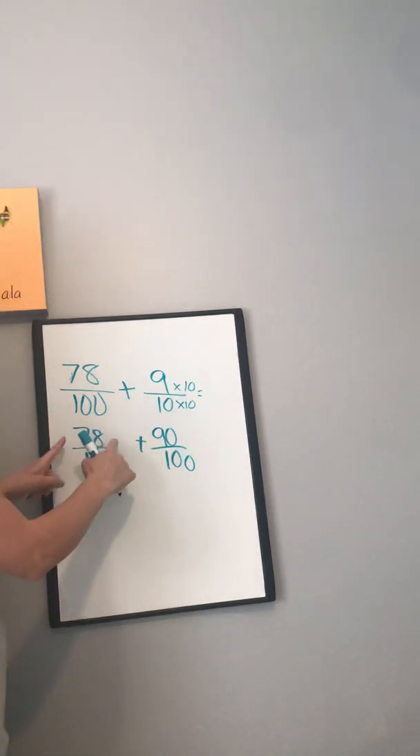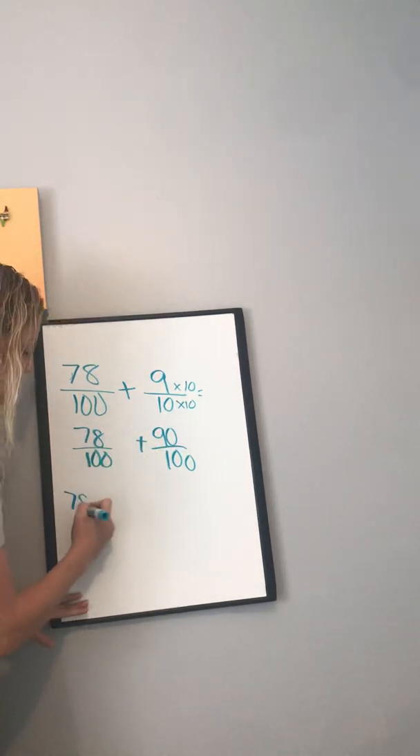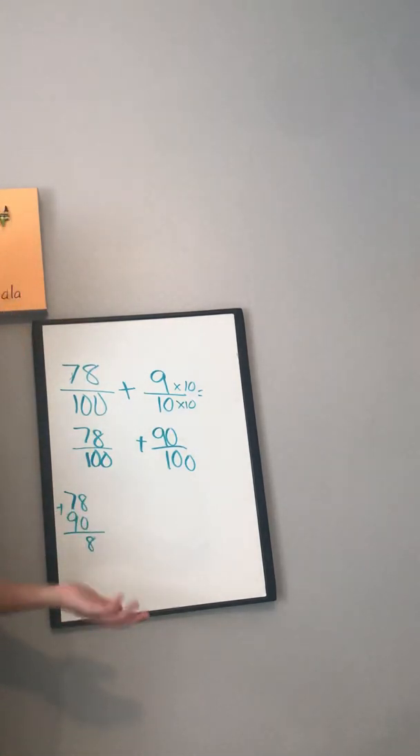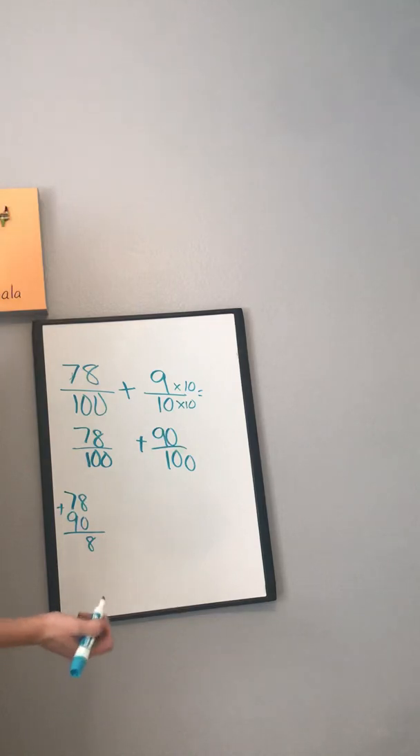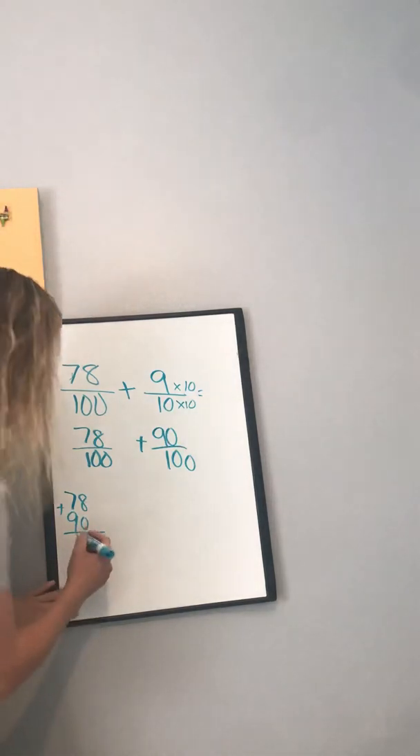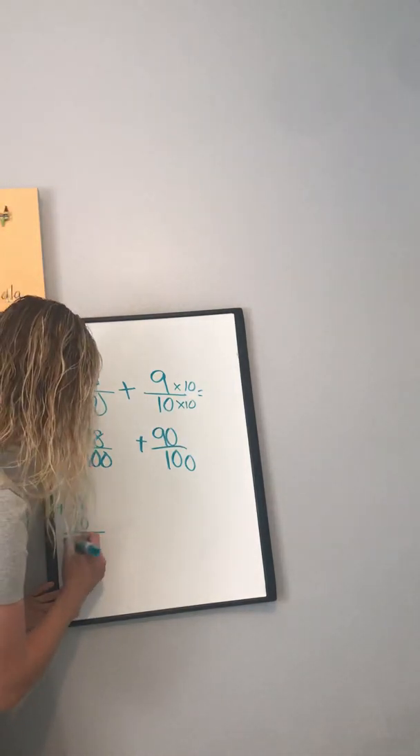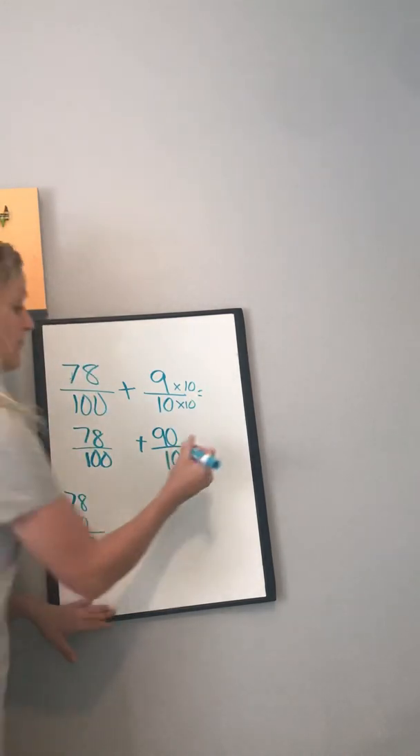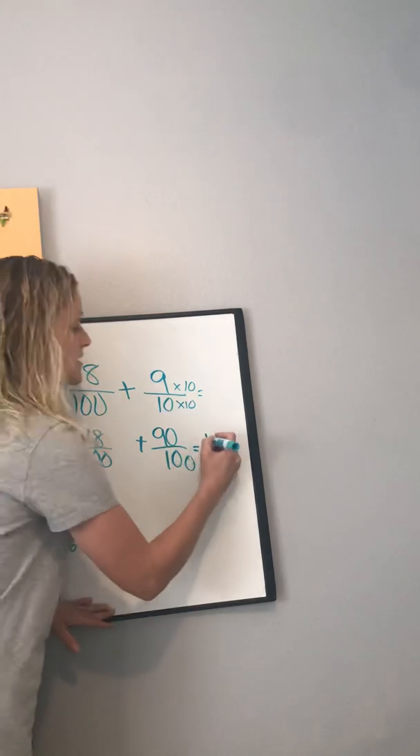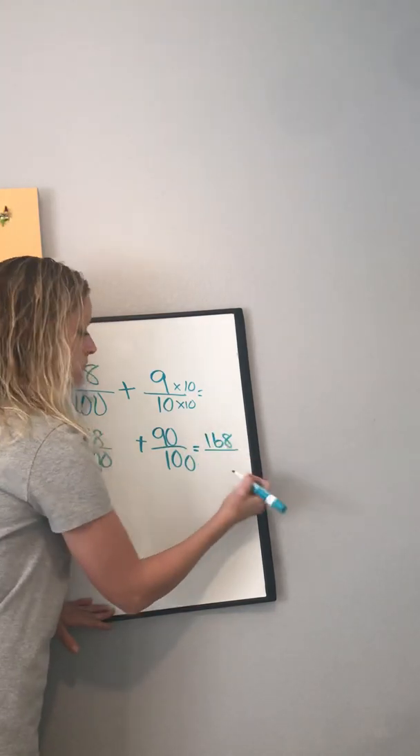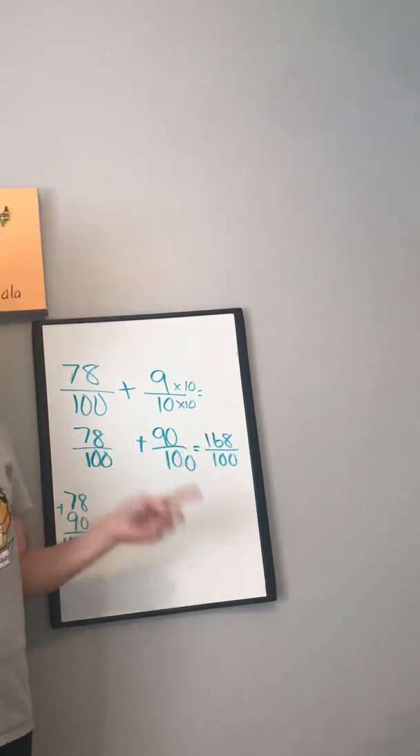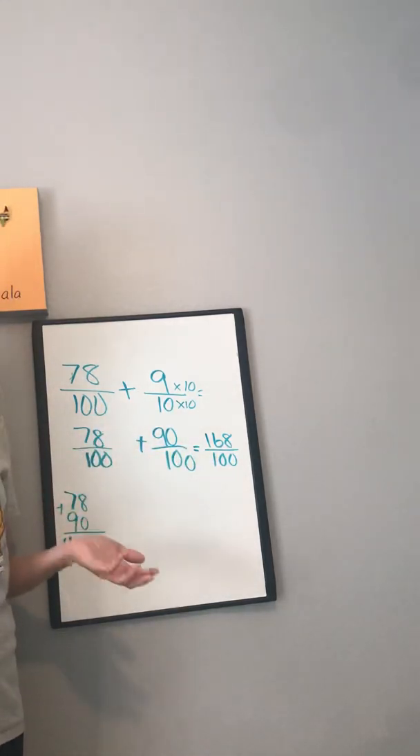So I'm going to add 78 plus 90. I'm going to do that on the side of my paper because I don't want to make a mistake by doing it in my head. So 9 plus 7 is 16. So I have 168. So my answer is 168 over 100. That's an improper fraction, so we need to change it to a mixed number, and we can do that by dividing.